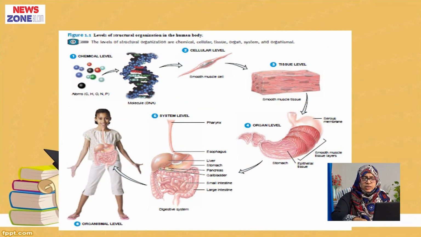This slide shows how a system is organized or formed. That is, at the chemical level, different types of chemicals form DNA, and then a cell is formed by the DNA. Then different types of cells unite to form a tissue, and the tissues unite to form an organ, and then different organs work together to form a system, and different types of systems work together to form a human body.